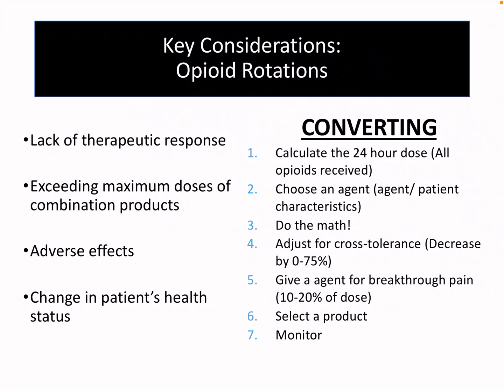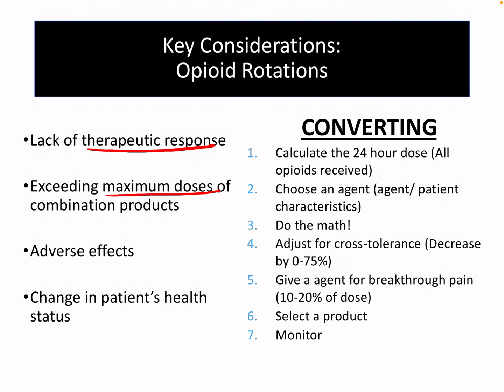In our next section, we're going to talk about opioid rotation, or converting between opioids. Now, this is done for several different reasons. One being, sometimes patients may have a lack of therapeutic response to one opioid and may do better with another. So, converting between opioids is a way to do this.